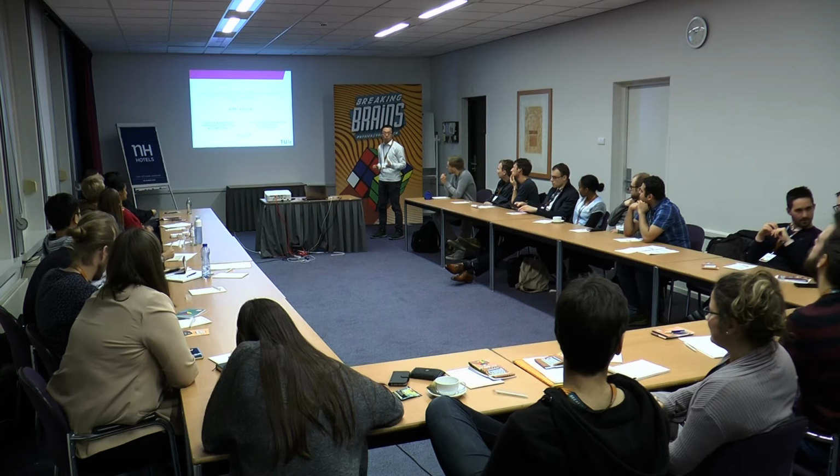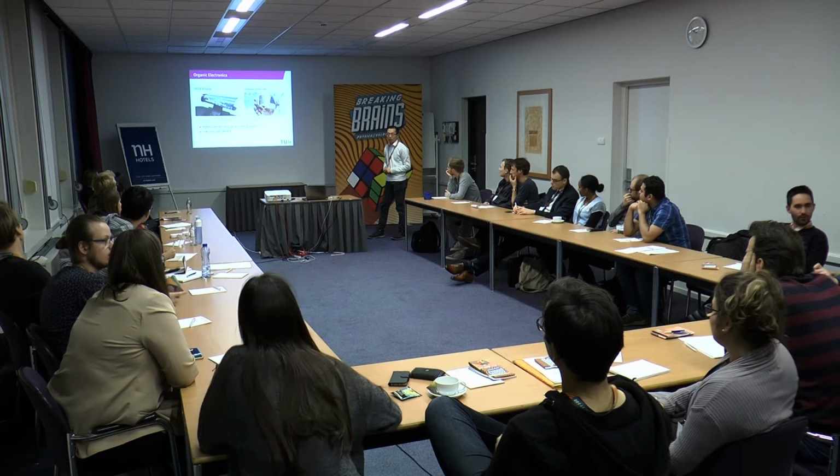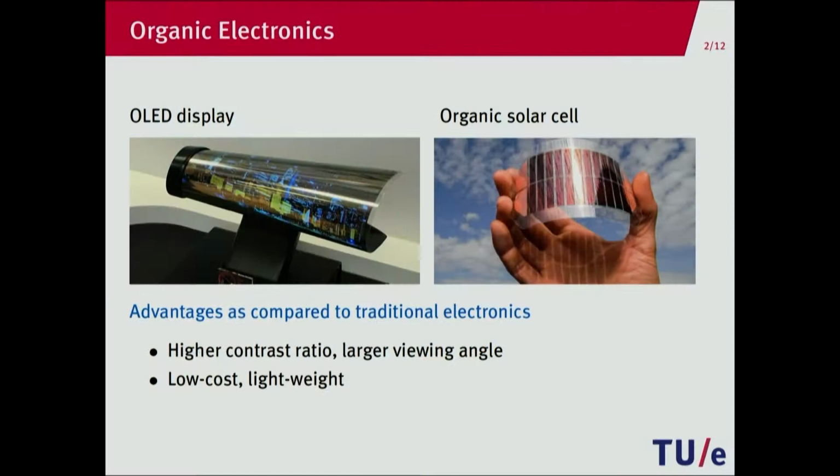Tell you something about my special kind of colloid particles. So it is magnetic Janus particles. This is my PhD work, and the background is about organic electronics. So organic electronics are widely used today, and they provide flexible alternatives to the traditional electronics. For example, OLED displays can have higher contrast ratio and a larger view angle compared to LCD displays. Also, organic solar cells normally are low cost and lightweight compared to traditional silicon solar cells.